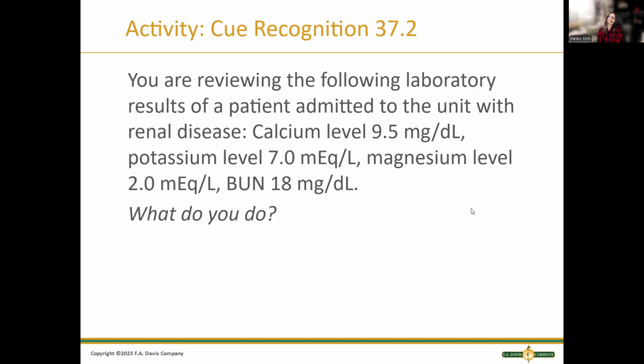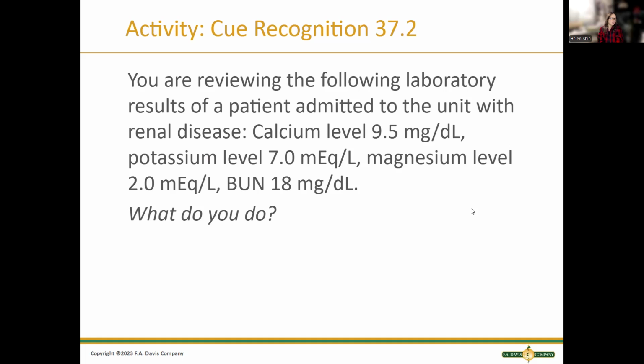Now, the cue recognition: you're reviewing the following laboratory results of a patient admitted to the unit with renal disease. Their calcium level is 9.5. Their potassium level is 7.0, which you should remember from exam 1. That's extremely high. Magnesium level is 2.0 and BUN is 18.